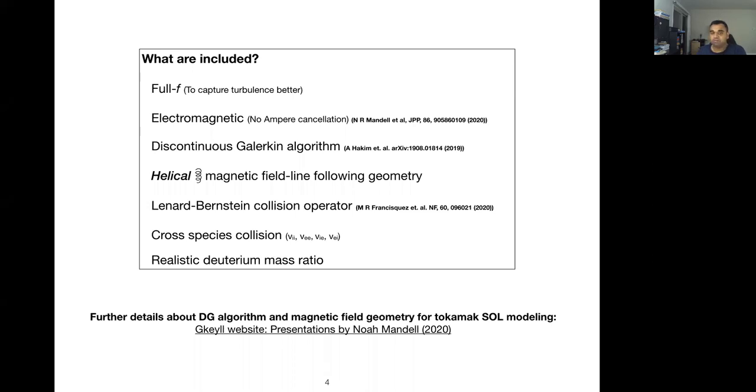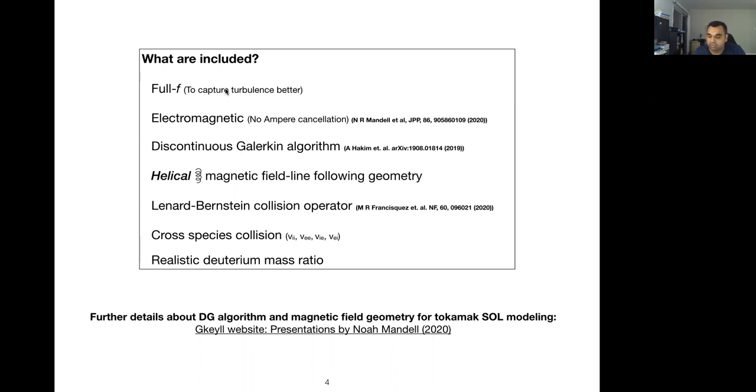What is included in our simulation? So we are simulating the evolution of the full plasma distribution function. That's why F is the distribution function of the plasma. It's a function of three space and two velocity coordinates, the standard 3x2v gyrokinetic model. We are doing this expensive and very exhaustive simulation because we need to capture the turbulence better.